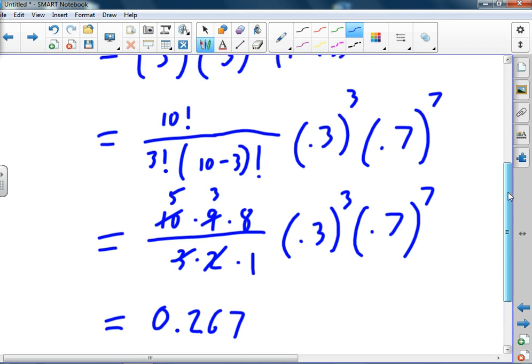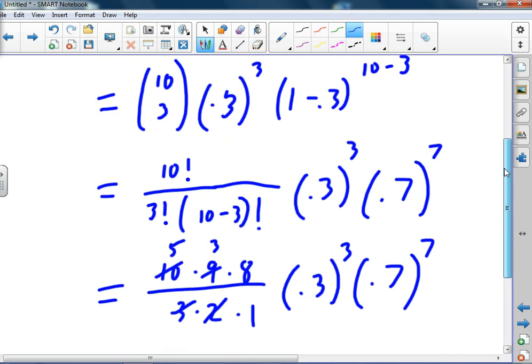Say again? You can just put that part right there, the middle one. This one? No, that one? Yeah, you could put that in your calculator, yeah.